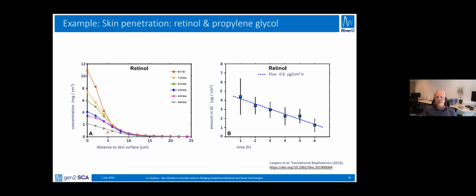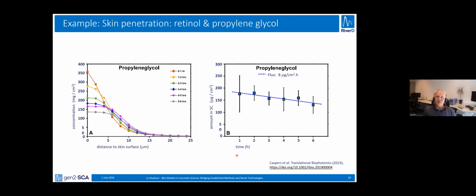Taking the area under this curve, you see a gradual decrease of the concentration, which is also reflected in the area under the curve. So the total amount in the skin shows a steady decrease. And from this, you can simply calculate a flux of the product into the skin.